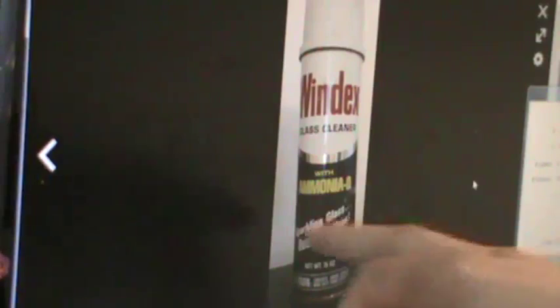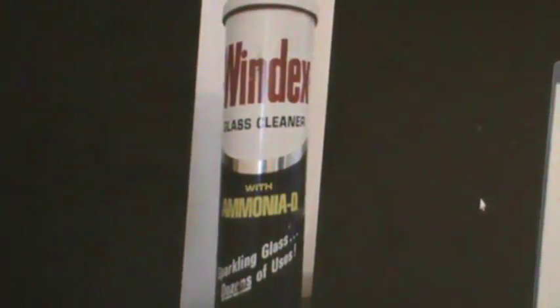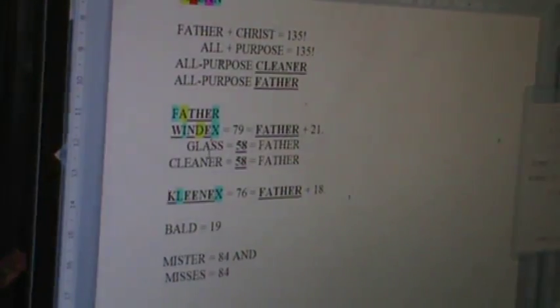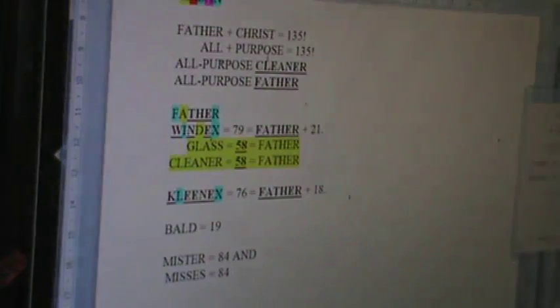With ammonia D, sparkling glass, dozens of uses. So let's solve the ammonia D, because that's clearly the key ingredient. I'm sorry if this zoom is not always optimal, but at least you can hear what I'm saying. This is so cool. I love solving everything. Because the word sparkling is plus two for Christ, put it together with Father. Sparkling glass is going to be a Christ-Father combo. But let's solve the obvious. Ammonia D, because that was the key ingredient of Windex. So let's see what that is. That is huge. Let's put that in nice gold. And I'm not joking. I've been saying that Windex is like the only cleaner I've ever needed.